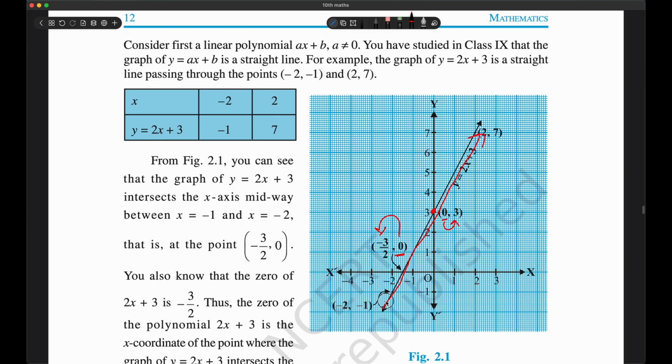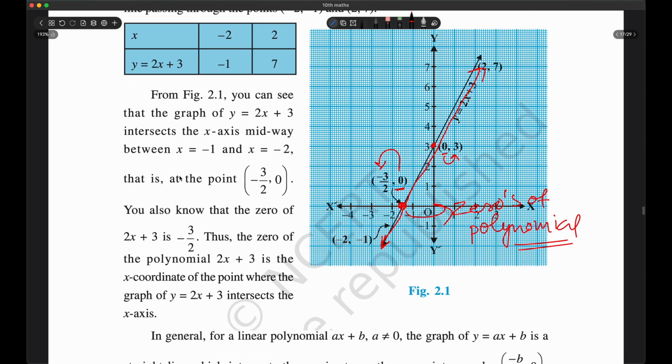In this case, the curve is a line, and the points where the curve touches the x-axis are the zeros of the polynomial. That is, at the point minus 3 by 2 comma 0, the zero of the polynomial is minus 3 by 2. That means this point is the zero of the polynomial 2x plus 3.